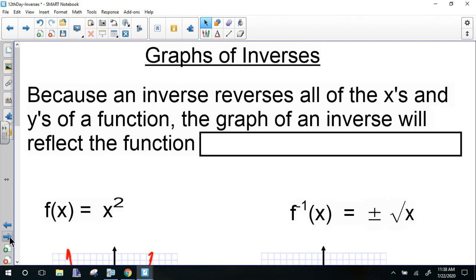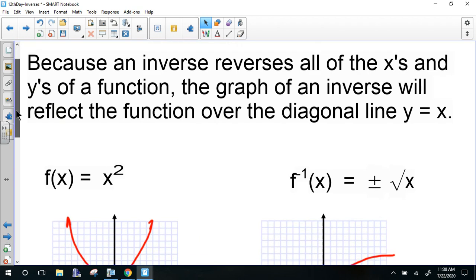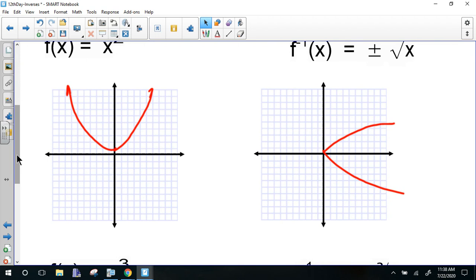When we graph inverses, since the inverse reverses all the x's and the y's of the function, the graph of the inverse will be a reflection in the line y equals x. The line y equals x is the diagonal with slope of 1. And I'll draw that in here. This is the line y equals x.